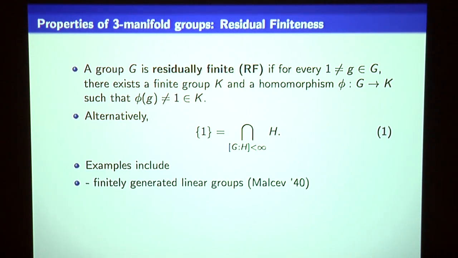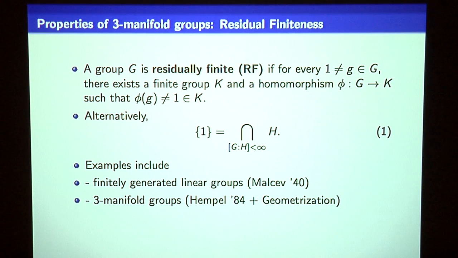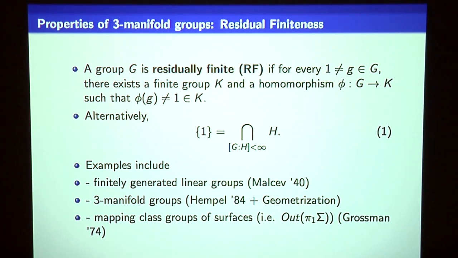So examples include finitely generated linear groups. That was originally proved by Malcev. And three manifold groups. This was proven by Hempel in the 80s for manifolds satisfying the geometrization conjecture. So together with the geometrization theorem, this implies three manifold groups are linear, or not linear, but residually finite. The linearity question for three manifold groups is still open, actually, in general. It's known for most classes of three manifolds now. And then mapping class groups of surfaces was proved by Grossman in the 70s that these are residually finite.